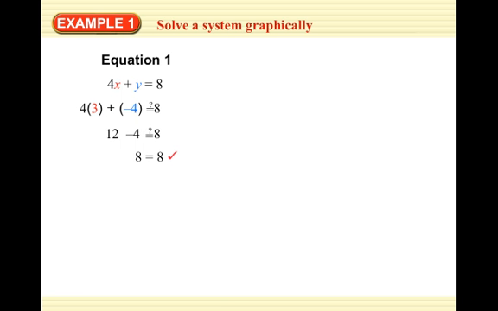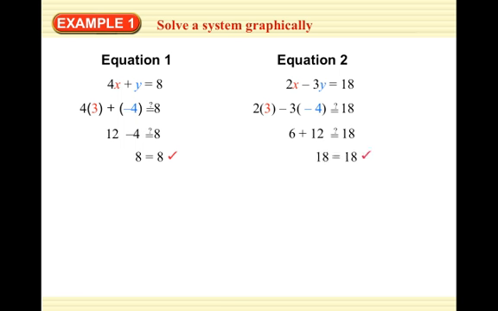Now you have to check in equation 2. Make sure it works in that equation as well, because remember, it's a solution to both equations. So 2x minus 3y equals 18. We're going to have 2 times 3 minus 3 times -4, and we want to know if that equals 18. So we get 6 minus -12. Minus a negative is the same as adding a positive, so we have 6 plus 12 equals 18. And that does indeed work out.